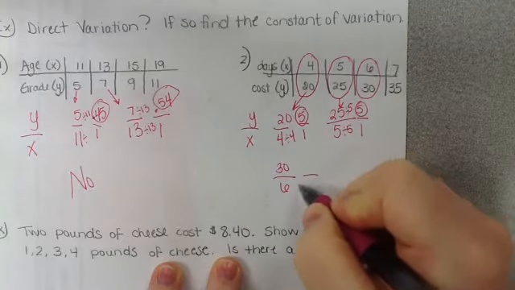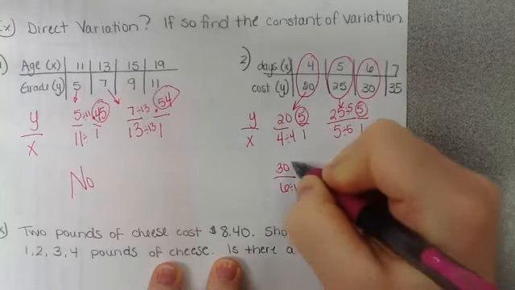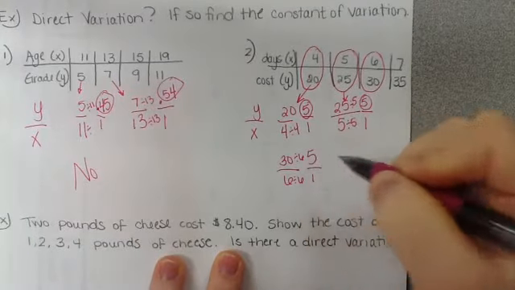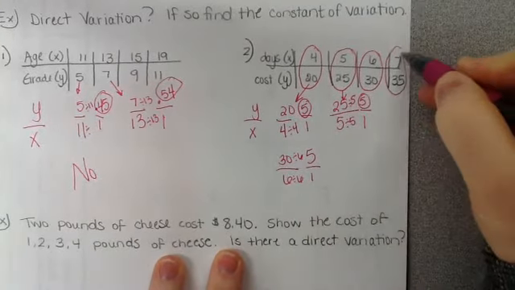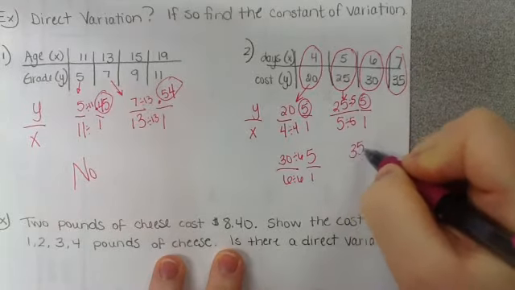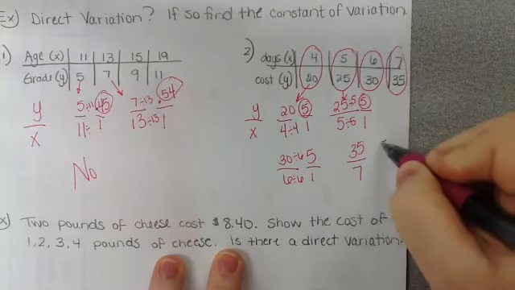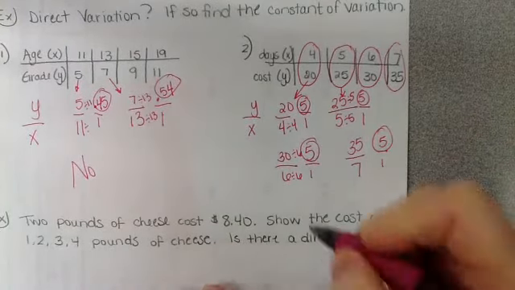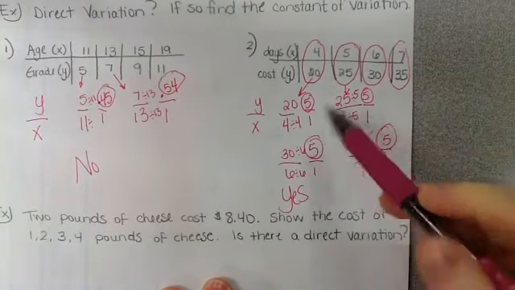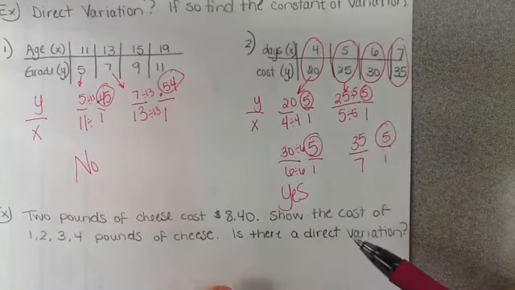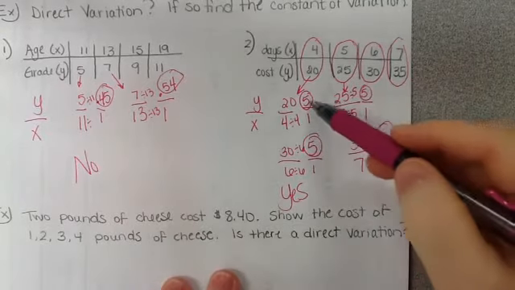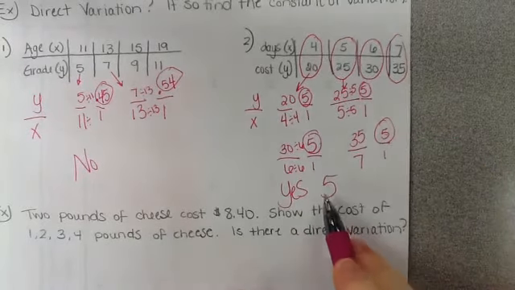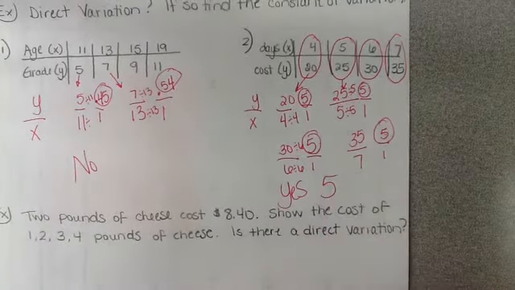Divide both by 6. And what do we get? 5. What did you do for the last point? 35 over 7. And what did you get? 5 over 1. So, is this a direct variation? Yes. Why? Because they all have the same unit rate of 5. So our constant of variation is the one that they all share. They all share the 5. So yes, it is a direct variation, and the constant of variation is 5.